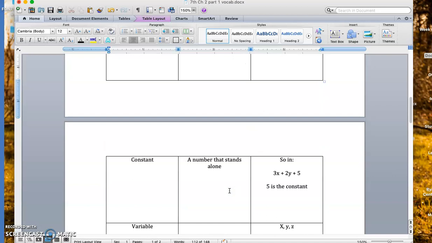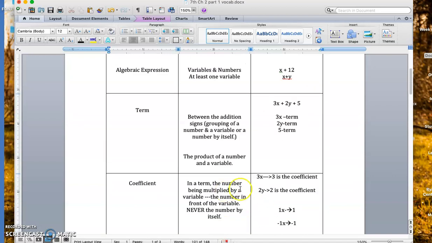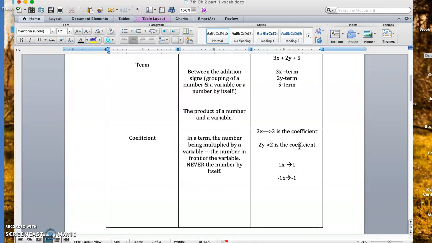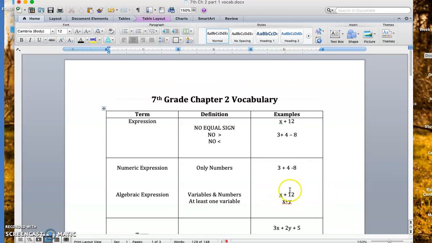So we talked about how a coefficient is a number in front of a variable and never the number that's by itself, because the number that's by itself has its own name. That is called a constant. So a constant is the number that stands alone. In that expression we were dealing with before, 5 is the constant because it's by itself. It does not have a variable with it. If I go back up here in this expression x plus 12, 12 is the constant, and the coefficient on x is 1.